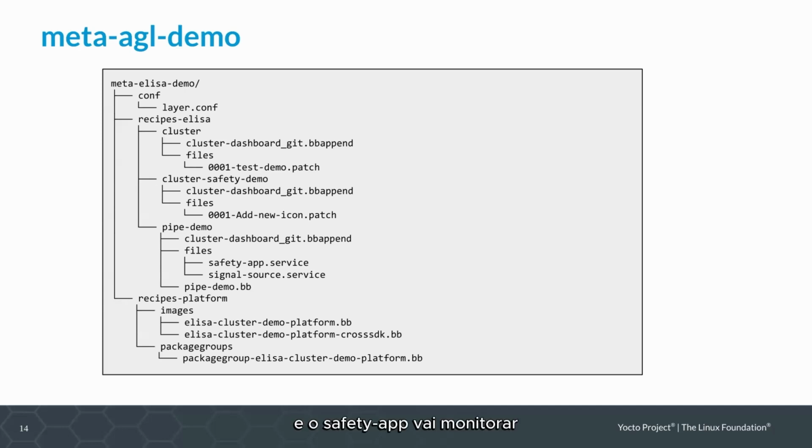And the safety app will monitor the signals, these messages. It will check if the message is appropriate. It will do a checksum and verify if this message is okay. The safety app is where we check if everything is right. If not, we trigger a safe state for the application. You're going to see this in the example in the next slides. And there are also some images to build the SDK.